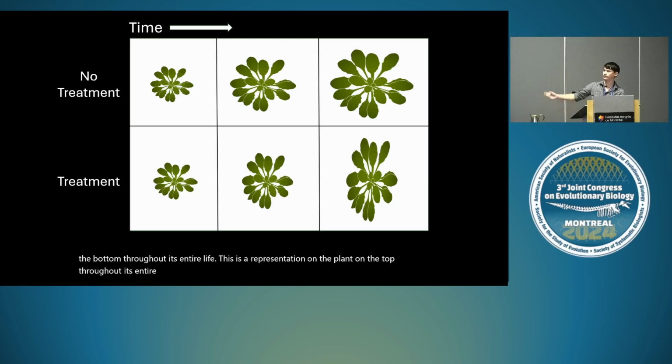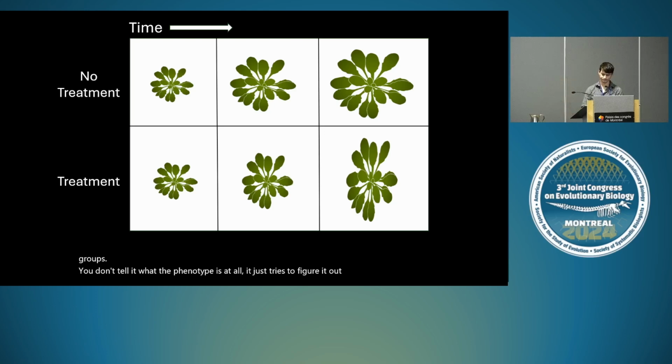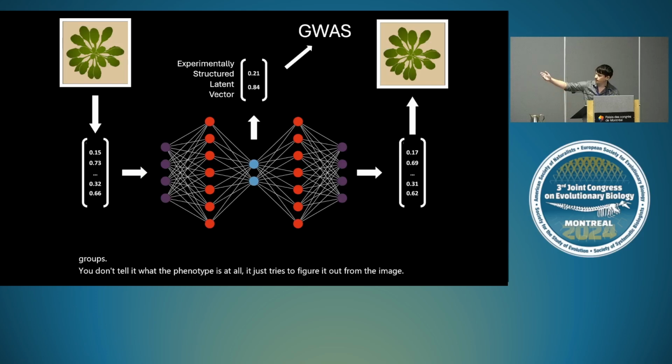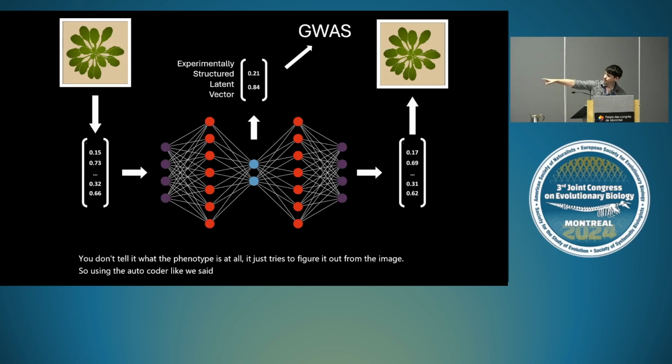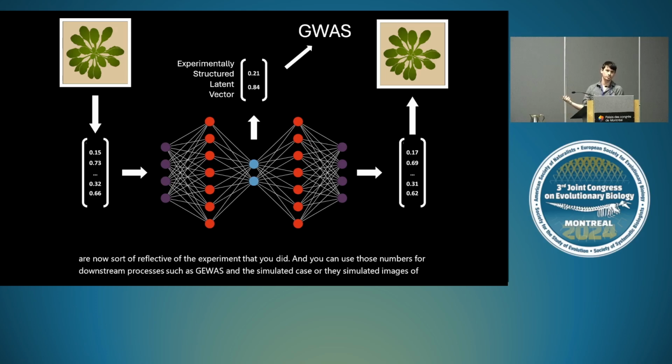And then you say, try to find a vector that can distinguish those two groups. You don't tell it what the phenotype is at all. It just tries to figure it out from the image. So using the autoencoder, like we said earlier, you get those embeddings in the middle that are now sort of reflective of the experiment that you did, and you can use those numbers for downstream processes such as GWAS. In their simulated case, where they simulated images of Arabidopsis, they were able to identify the QTLs they simulated that distinguish the populations without even telling it what the traits were. It just fed it the image.